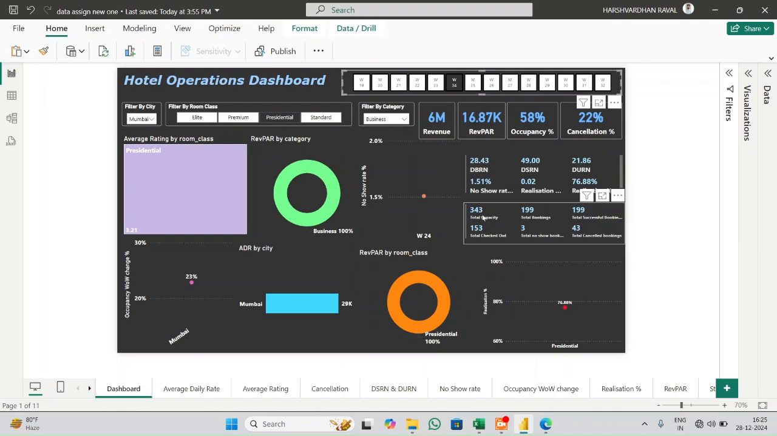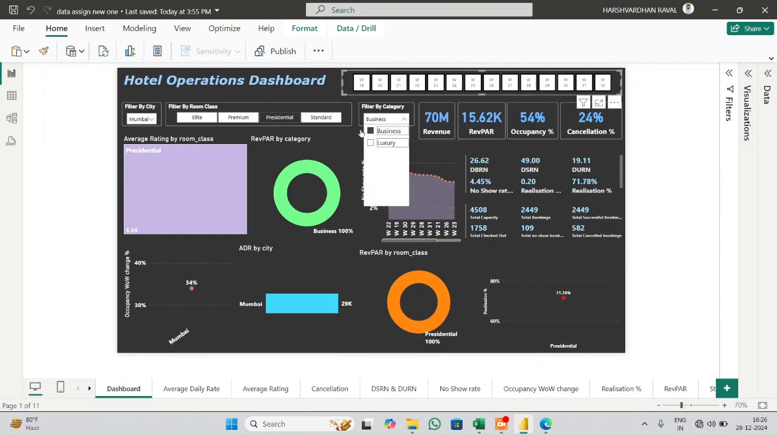Okay, here is total capacity of the room 343, but total bookings was only 199, nearly 200. Okay, total cancelled booking was 43, in particular in 24 week. In this type of filters applied. So I will clear all these filters.